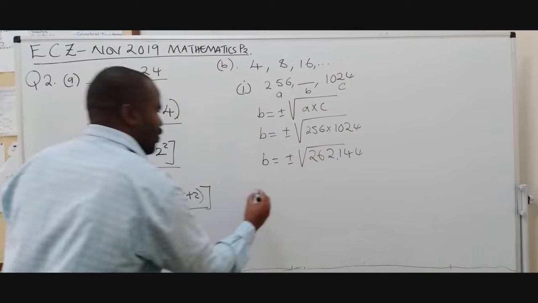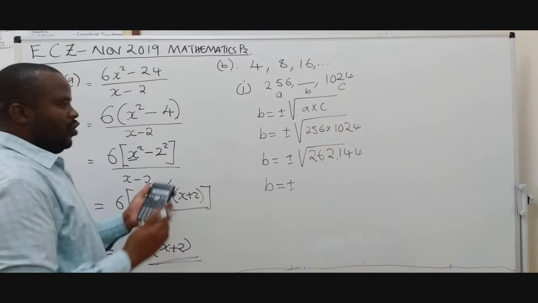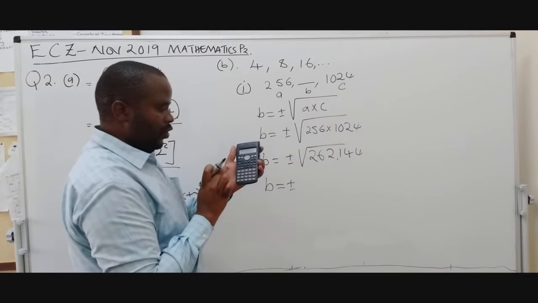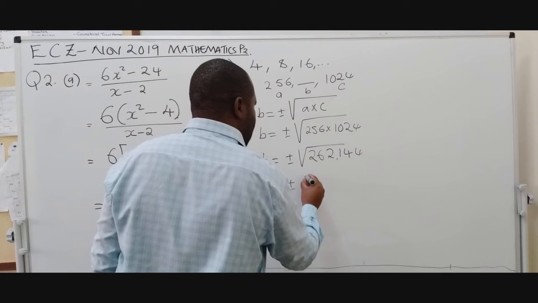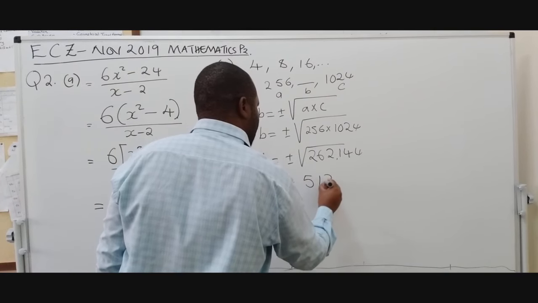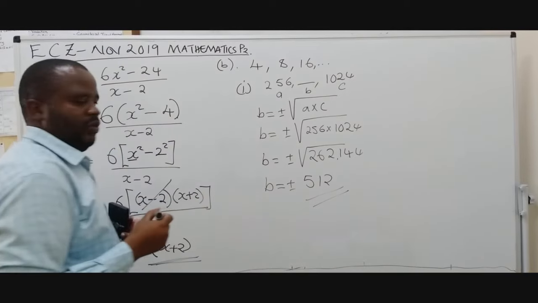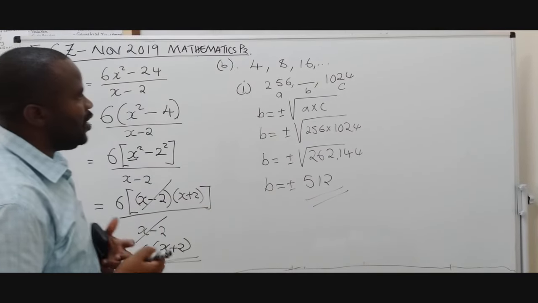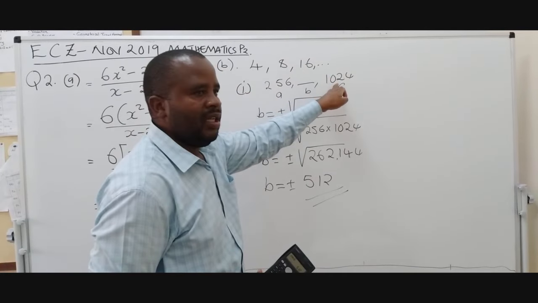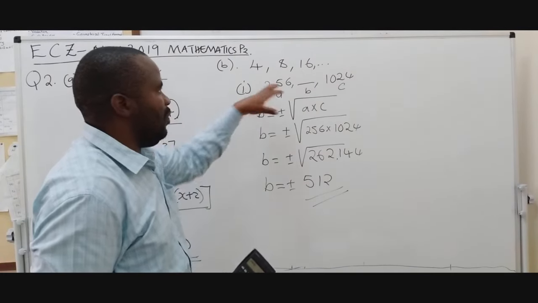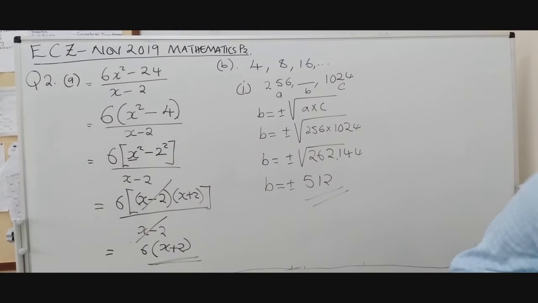Okay, so we are going to say my geometric mean is equal to plus or minus the square root of this one. Directly on the calculator you punch it, and we are going to get 512. That is the geometric mean. That is the value that is in between there. So if you want to find the geometric mean, you multiply the first one and the last one, then find the square root of the product. Okay, that is how you get that one.